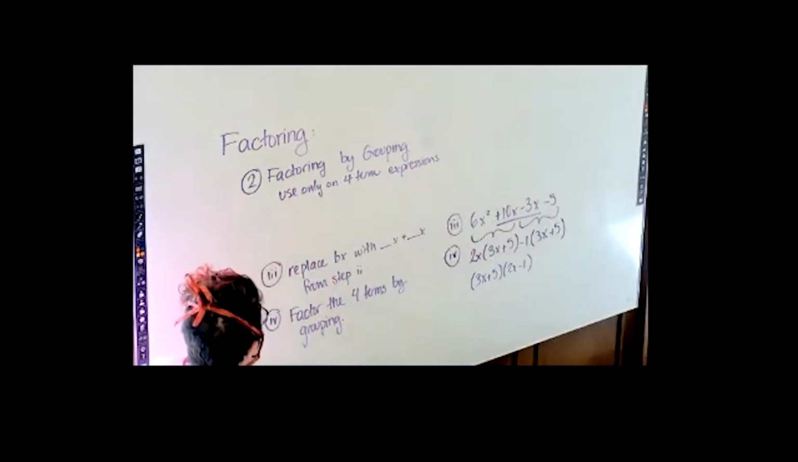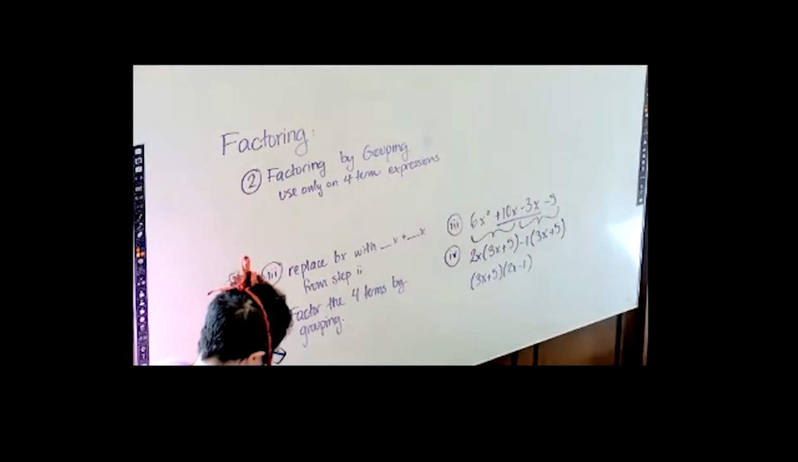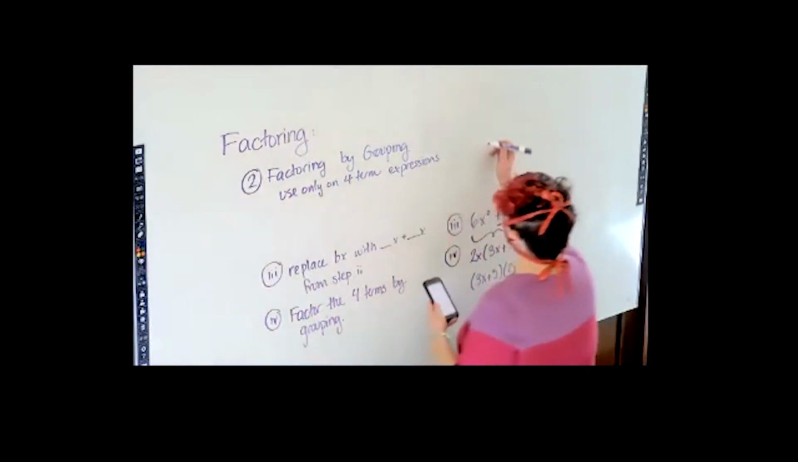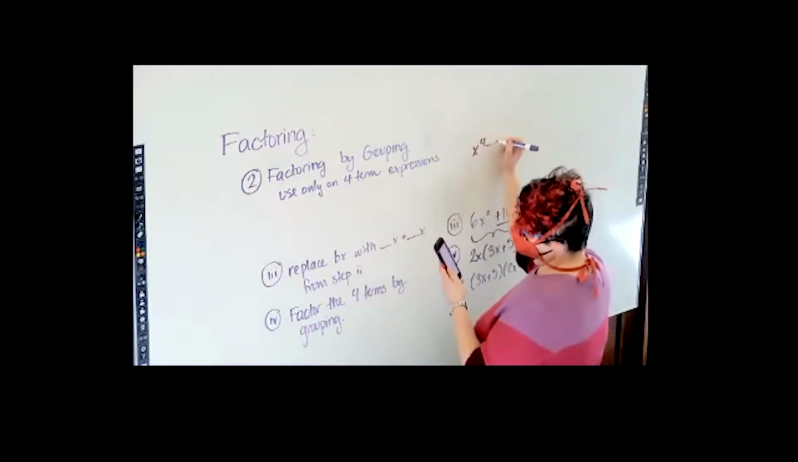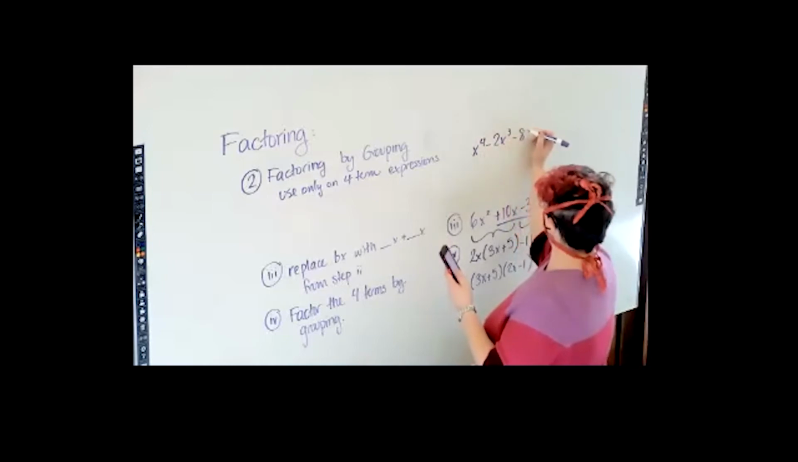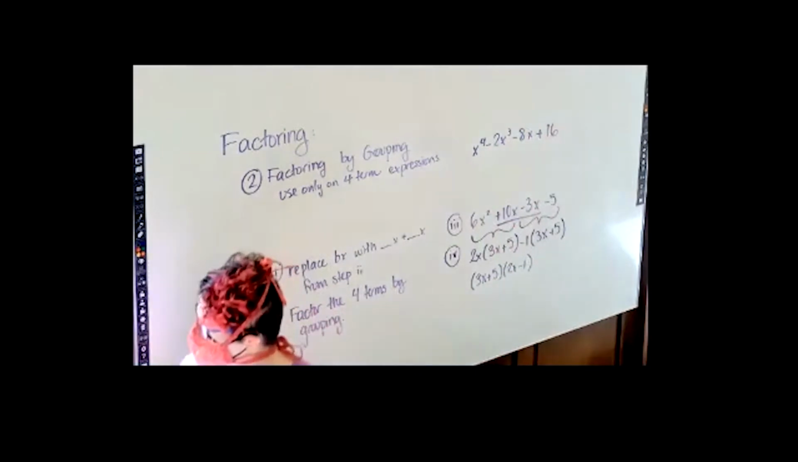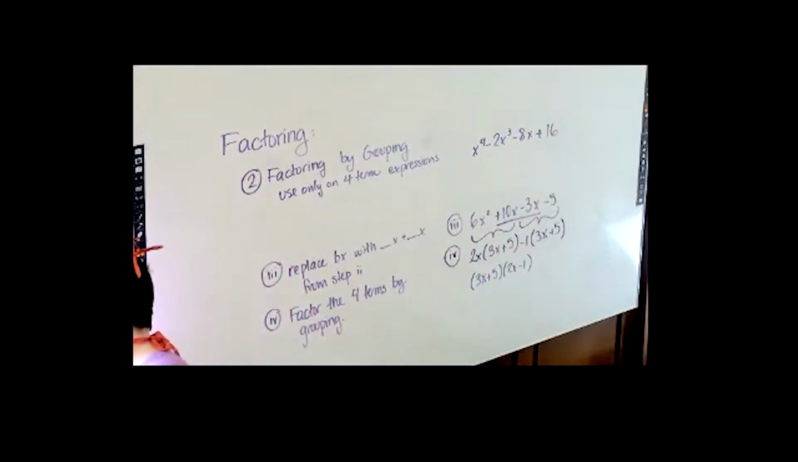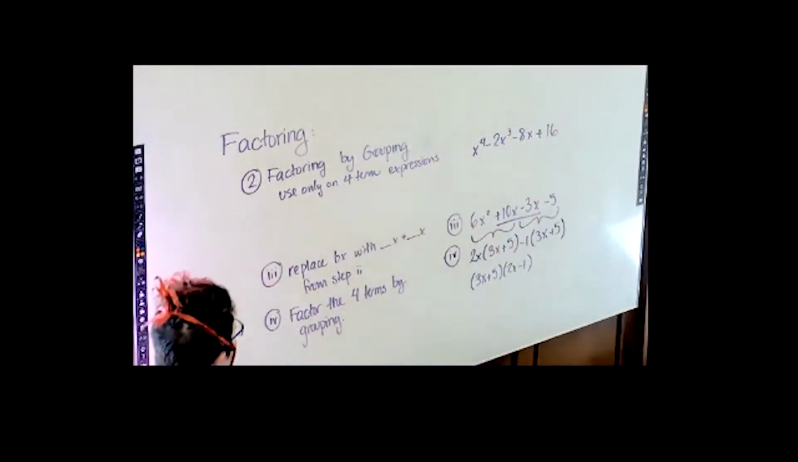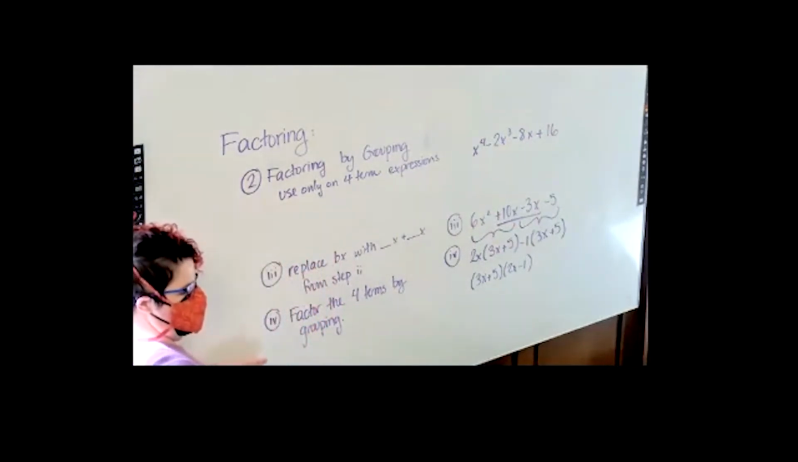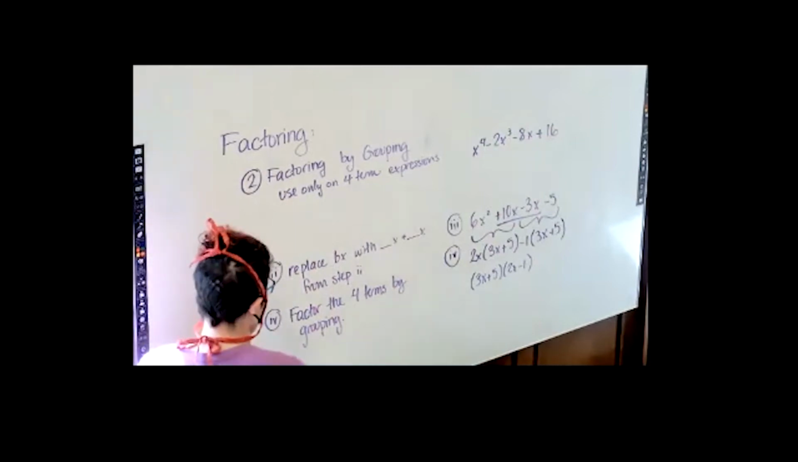So, 4-term expressions. So I have to now get an example 4-term expression. Let's do this one. All right, our example 1 is x to the 4th minus 2x cubed minus 8x plus 16. It's a 4-term expression. Okay. Does everyone have up through step 4?